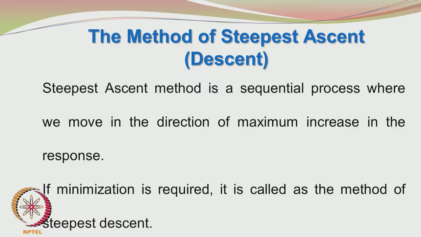So what is steepest ascent? The steepest ascent method is a sequential process where we move in the direction of maximum increase in the response, and if minimization is required, it is called the method of steepest descent. So once we are in a preliminary region, we want to move ahead, then we have to move as rapidly or as quickly as possible in the direction where the response is increasing the fastest, okay.